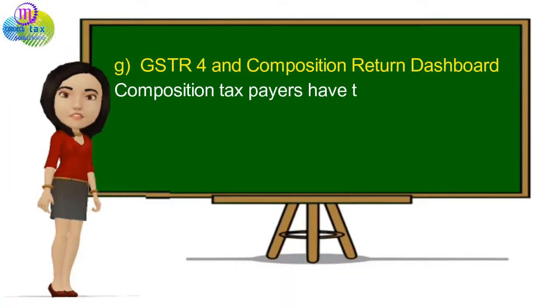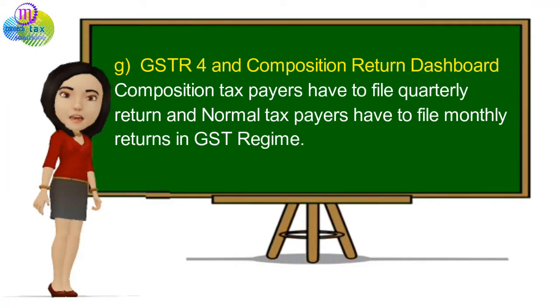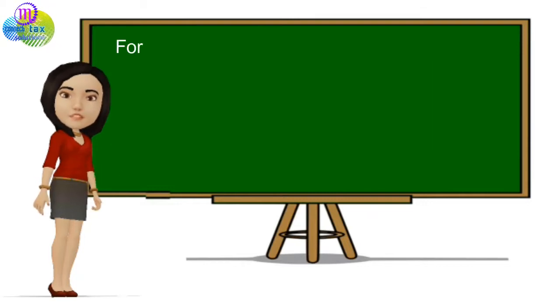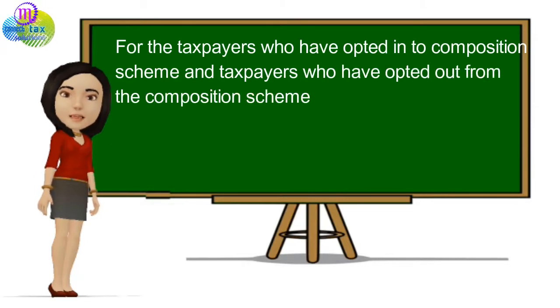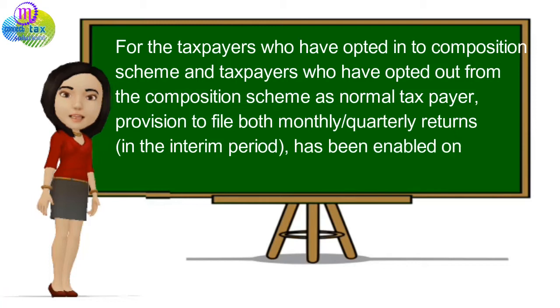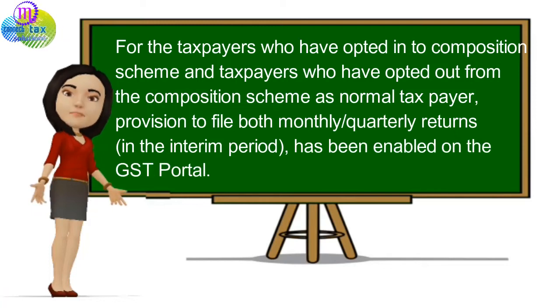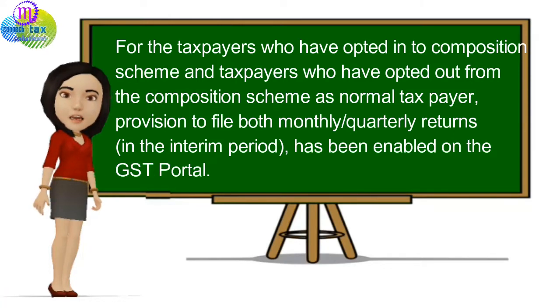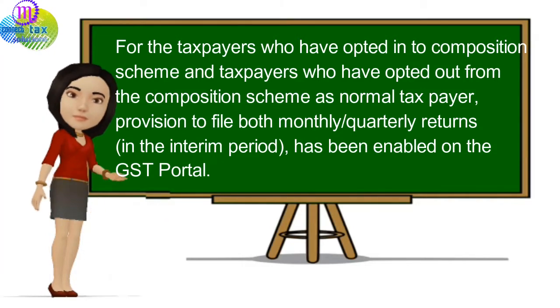G. GSTR 4 in Composition Return Dashboard. Composition taxpayers have to file quarterly returns and normal taxpayers have to file monthly returns in the GST regime. For the taxpayers who have opted into the composition scheme and taxpayers who have opted out from the composition scheme as normal taxpayers, provision to file both monthly and quarterly returns, in the interim period, has been enabled on the GST portal.